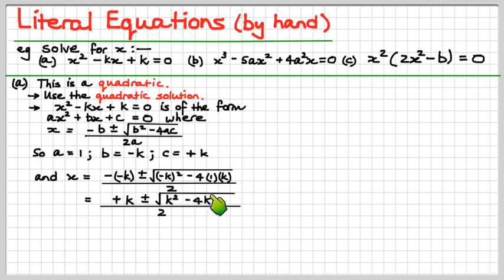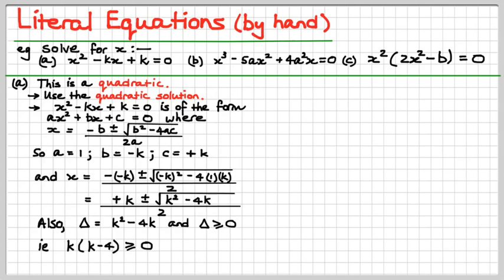Okay, so we can't have a negative discriminant, can we? Otherwise, all bets are off and it doesn't work. There's no solution if the discriminant's negative. So therefore, we've got discriminant's k squared minus 4k, and that has to be basically greater than or equal to 0, because it can't be negative. Yeah? Alright, so let's see what we can do with that.